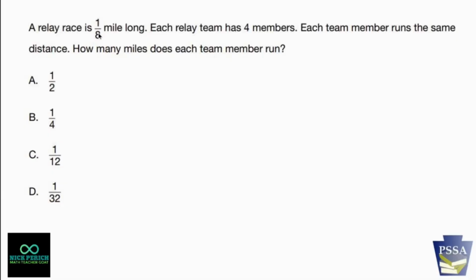A relay race is 1/8 of a mile long. Each relay team has 4 members. Each team member runs the same distance. How many miles does each team member run?